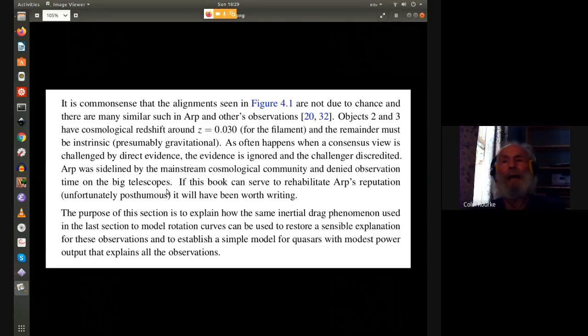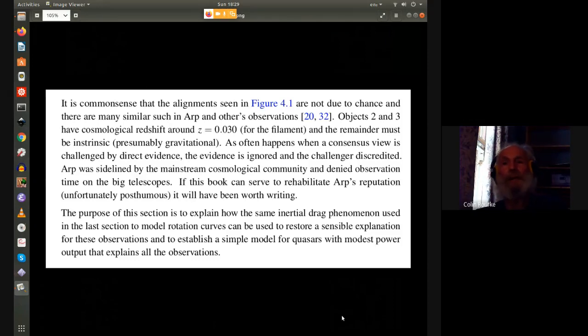Now, what happens when a consensus view is directly challenged by evidence? The evidence is ignored or denied, and the challenger is discredited. Arp is a very, very good observer. He observed stuff for Hubble's theory. He was Hubble's main observer. So he got sidelined by the mainstream cosmological community. They stopped him using the big telescope. They didn't want any more of this evidence. And it's a scandal. So I'm hoping this book will rehabilitate Arp's reputation, unfortunately now posthumous, and that would make it worth writing in itself.